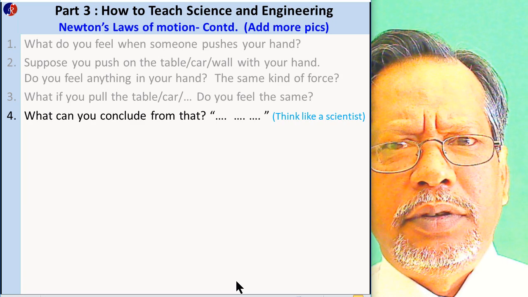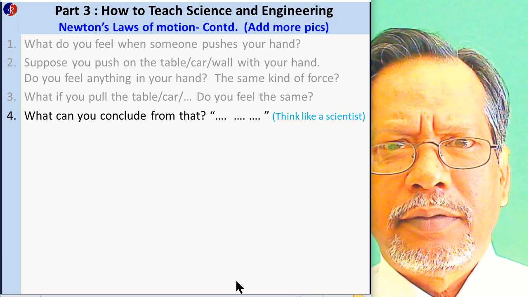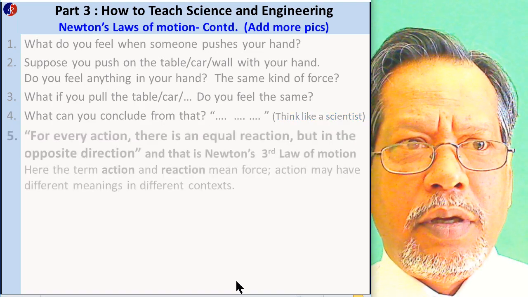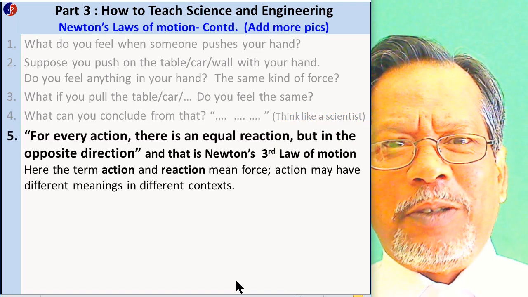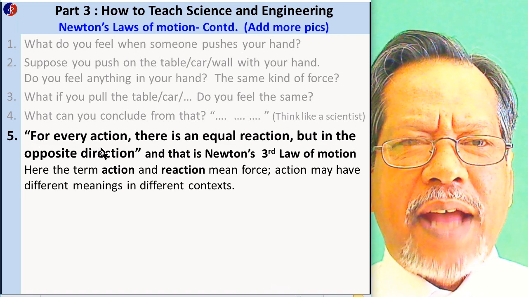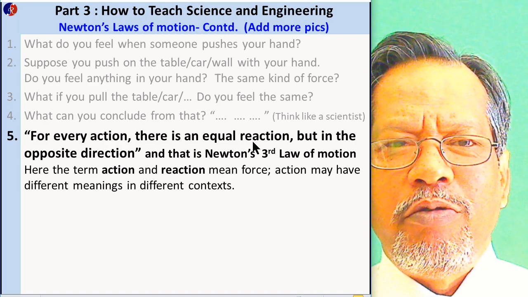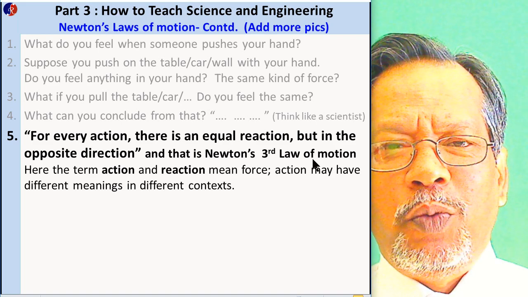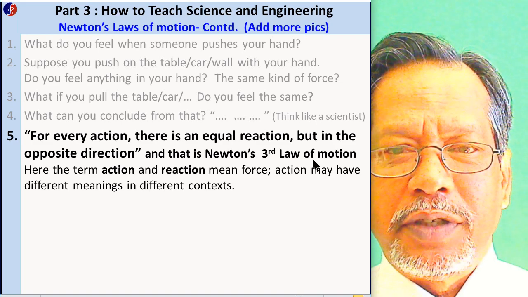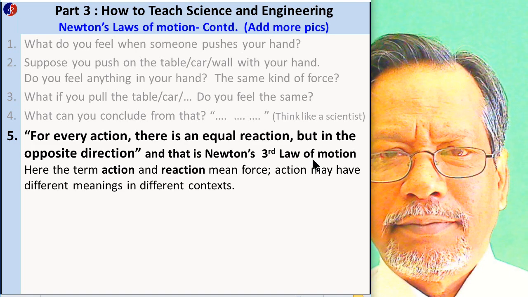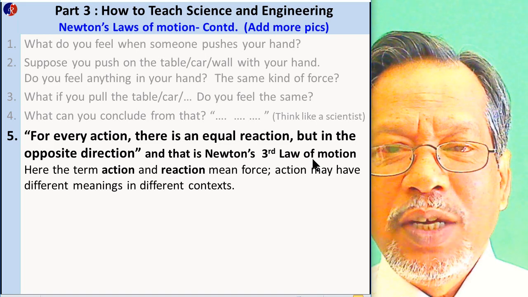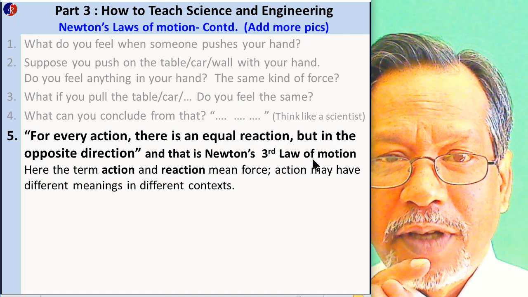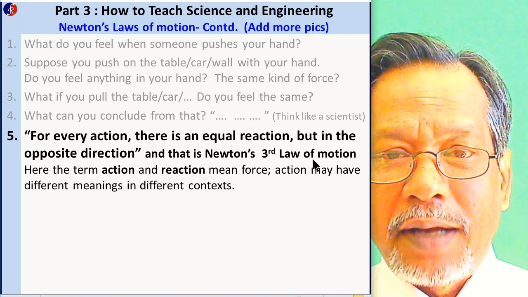So when I push, it feels like it's pushing me back. When I pull, it feels like it's pulling me back. So this is what Newton also thought. And he wrote down, for every action, there is an equal reaction, but in the opposite direction. That's Newton's third law of motion. What that means is if you push something, it pushes you back. If you pull something, it pulls you back. If you apply a force, there's an equal and opposite force applied on you. If you apply a force on a body, the body applies a force back on you.